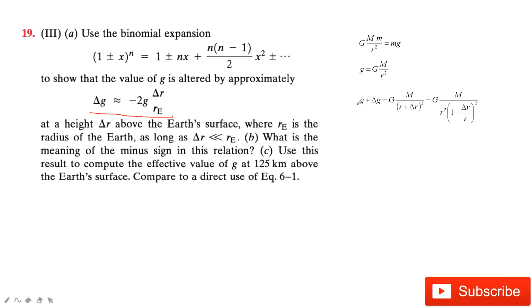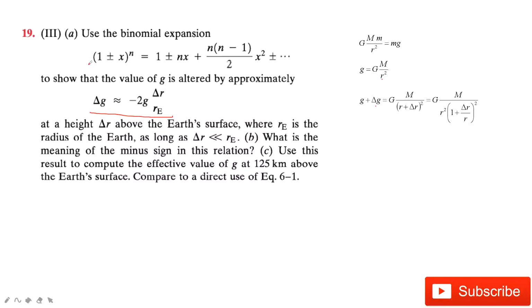So we can see if the r changes to r plus delta r, this g can be changed to g plus delta g. Do you agree? This is a change of the g. This is the change of the r. We can write this equation. Agree? And then how can you solve this equation?